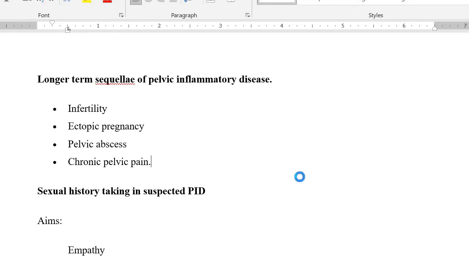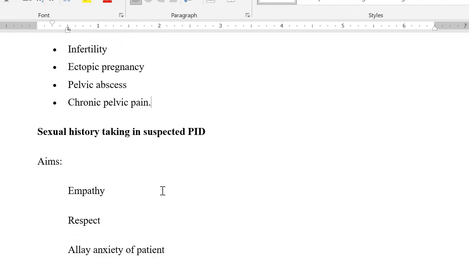And all of these are important, and you need to tell the patient that as the number of STI episodes increases, the chance of complications will also increase. Okay. So sexual history taking is very important.